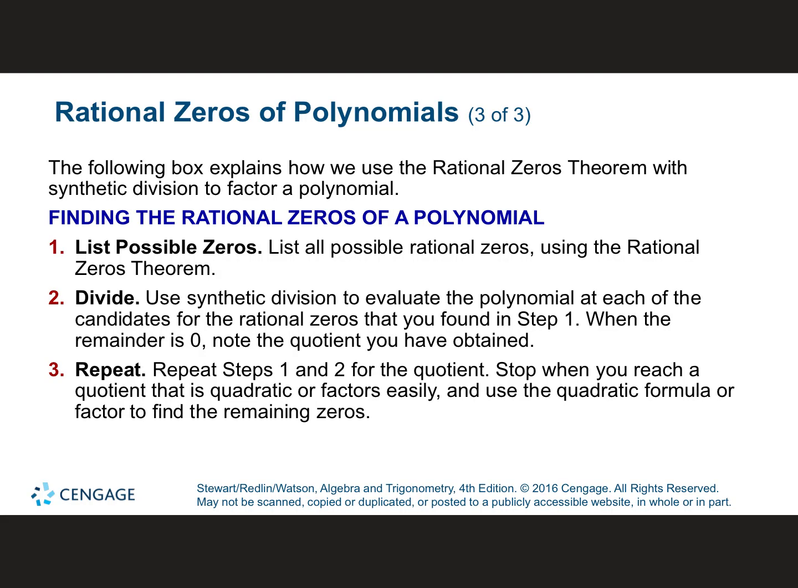The next page just talks about the steps when using the rational zeros theorem. So finding the rational zeros of a polynomial, you want to list all your possible zeros, so that's p over q. Then you divide, so that's our synthetic division. If you don't get 0 as your remainder, then that's not a factor, and you have to try a different number. So when it says repeat, it says just do the steps again if it's not a factor.